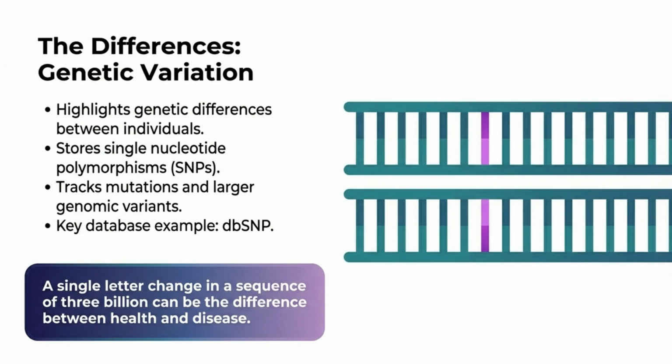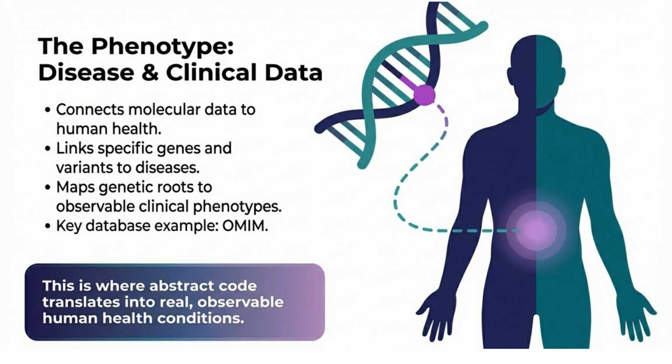When those differences begin to affect traits or disease, we move into phenotype databases. A phenotype is the observable outcome of genetic and biological processes. That may include a disease, a trait, a clinical condition, or a developmental abnormality. Databases such as OMIM, or Online Mendelian Inheritance in Man, help connect genes with human diseases. This is extremely valuable because it links molecular biology to clinical reality. Instead of only asking what a gene does, we can ask whether mutations in that gene are associated with a known disorder. If you look at the slide, the key message is that phenotype databases help bridge the gap between laboratory biology and human health.